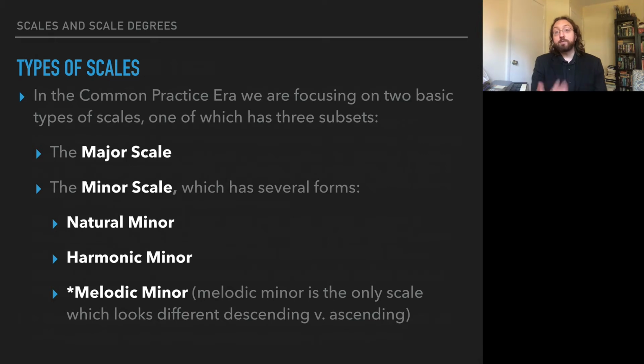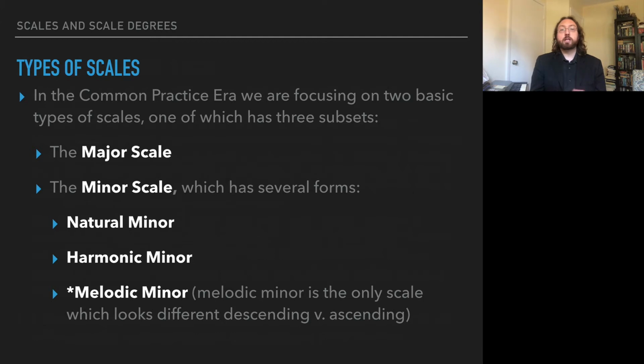There are a variety of different types of scales. In the common practice era, we'll be looking at 2 major types, the second of which breaks down into some subtypes. So we'll be looking at the major scale as well as the minor scale. The minor scale has 3 forms: the natural minor, harmonic minor, and melodic minor.